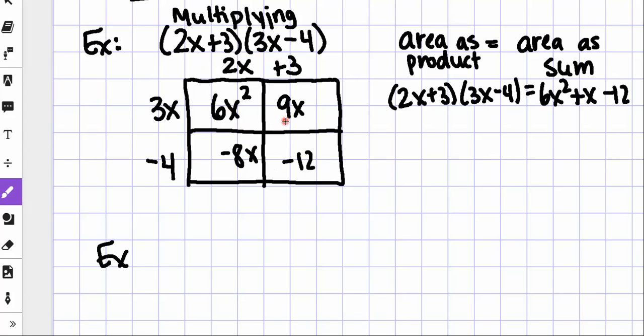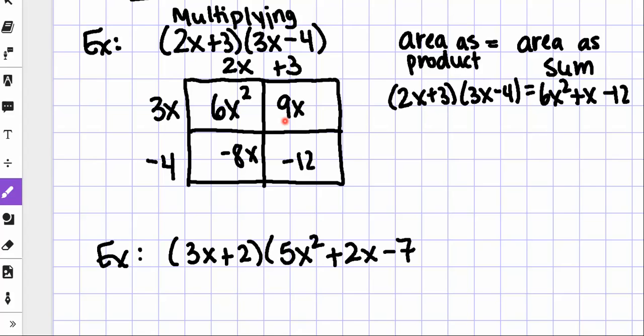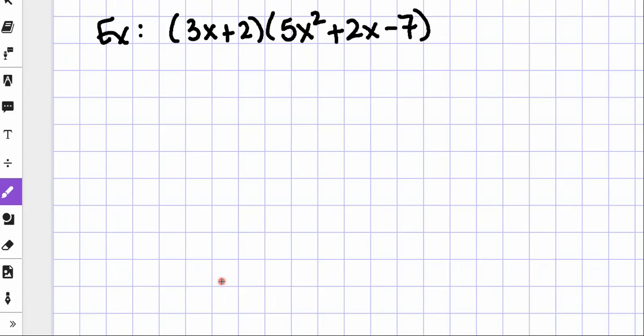Now, let's say I have something like this. Let's say I have 3x plus 2 times 5x squared plus 2x minus 7, something like this. Now, what's going to happen in this case, I have two terms, 3x and 2, and over here I have three terms. So I'm going to have either a 2 by 3 or 3 by 2, depending on how I want to draw it. So for this, I'm going to have a 2 by 3 box.